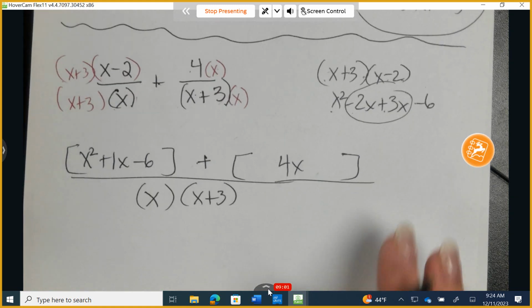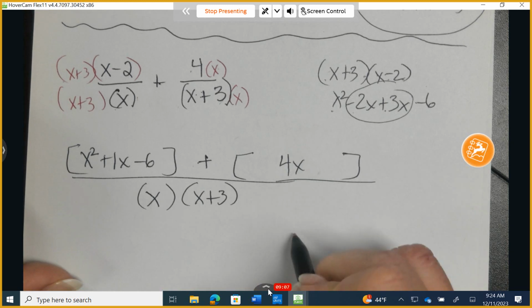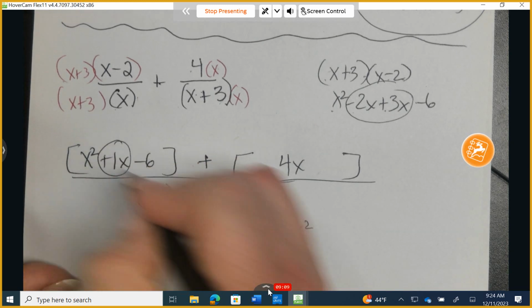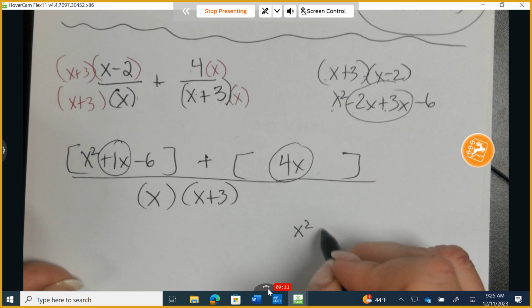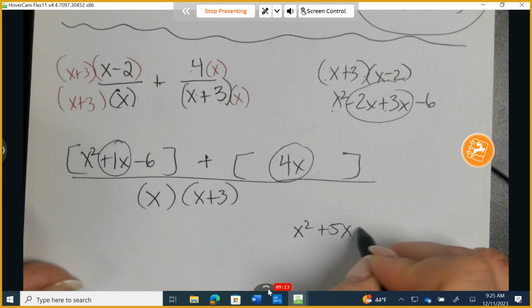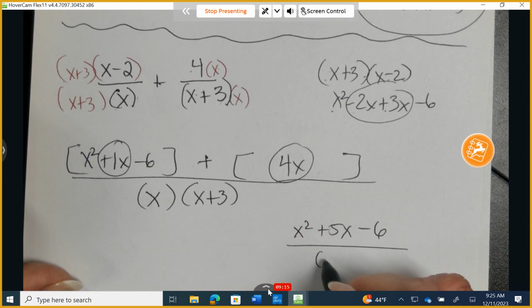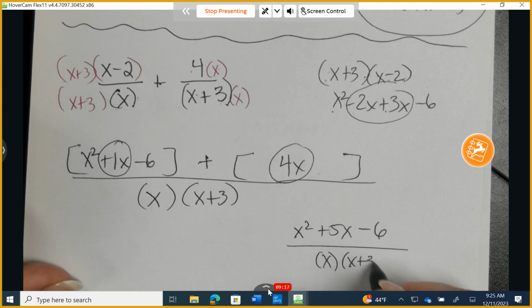This cannot be my final answer. I still need to combine like terms. And not only that, I'm going to write it in standard form. So when I look on top, I have x squared, 1x plus 4x is 5x, minus 6, over x times x plus 3.